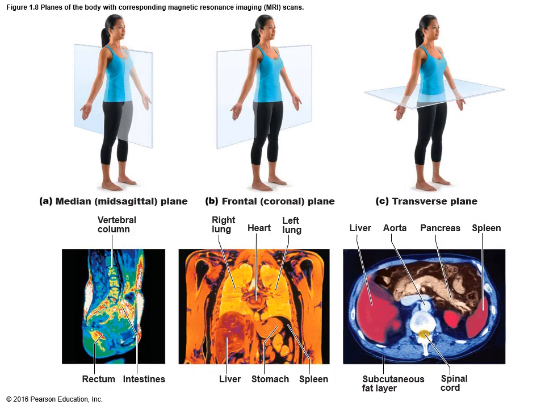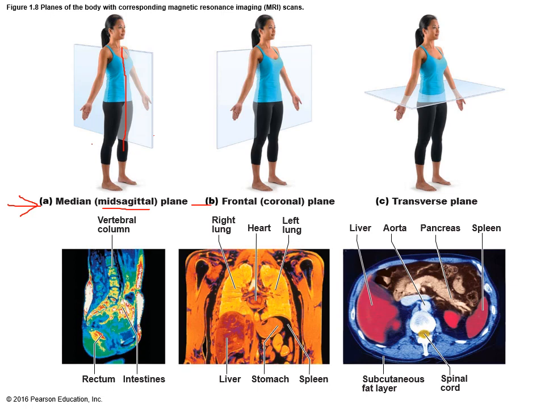So here is our subject standing in her standard anatomical position. As you can see, our first example, we have a mid-sagittal plane, and that means sagittal means that it's going to be cut in a way that you have a left and you have a right, and because it's mid-sagittal, that means that it's cut evenly in the midline.